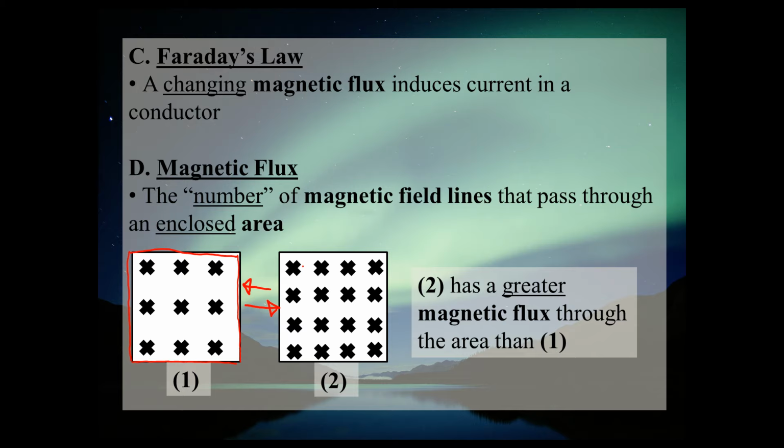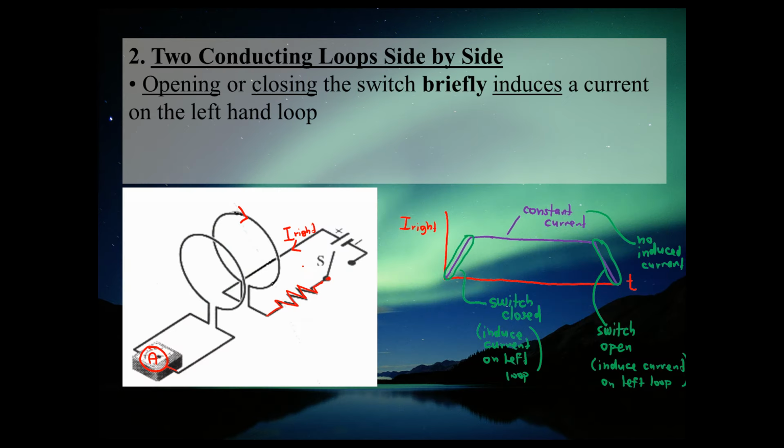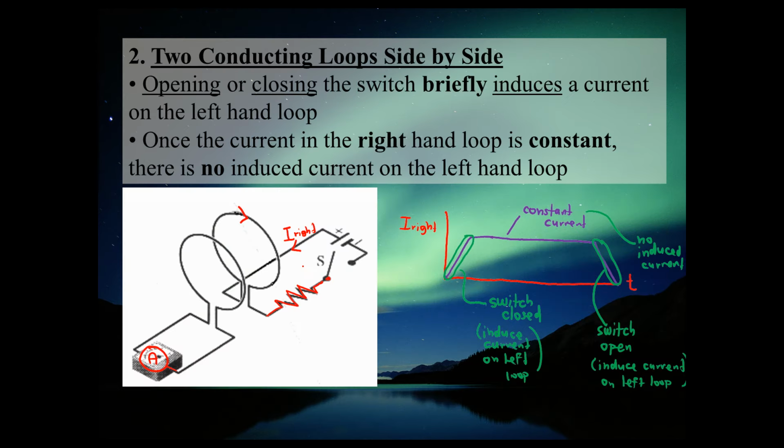Now, let's use this to explain those two experiments. So let's go back to the conducting loop one first. Okay, so let's identify what's happening before the switch is open, before the switch is closed and after it's been closed. Okay, so let's say this. Let's say before the switch is closed.